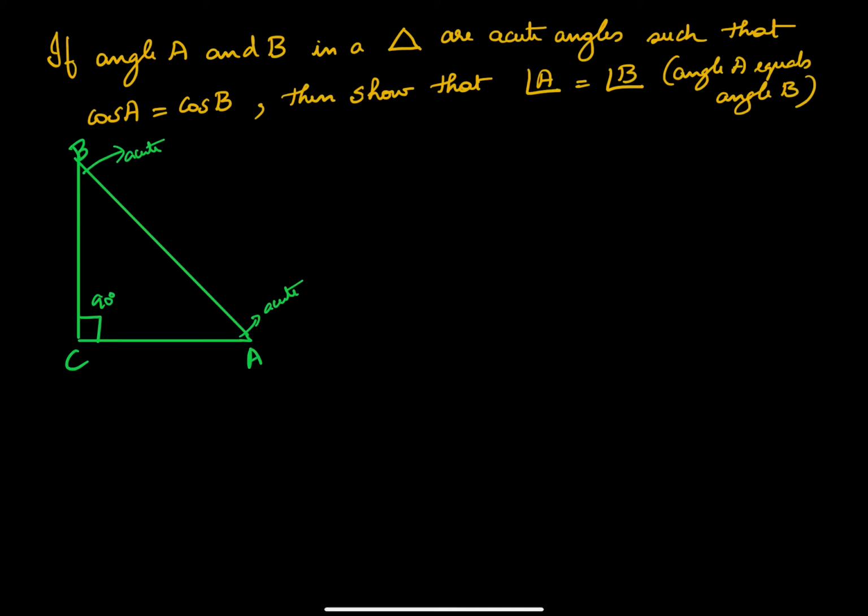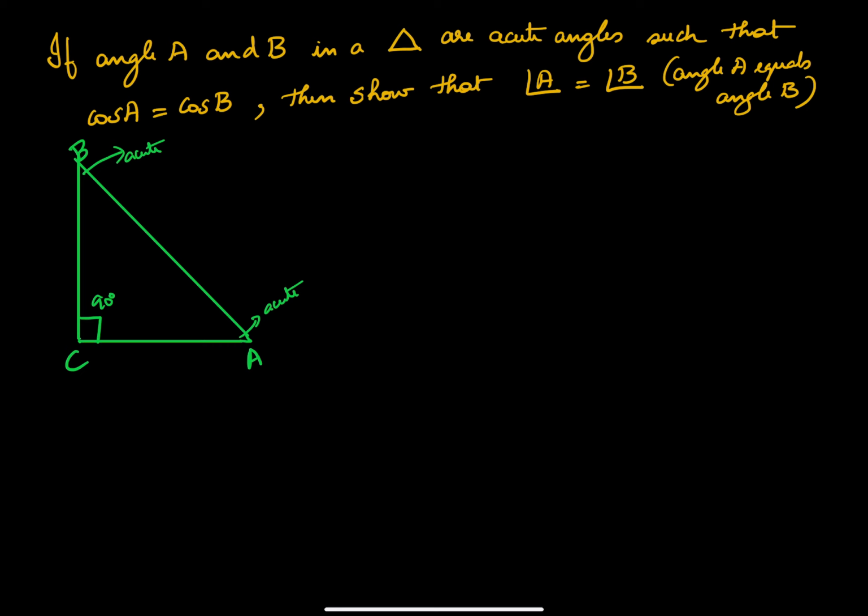Now let us solve this interesting proof. So here the information given to us is we have a right angle triangle where angle at A and angle at B are acute. So when angle A and B are acute, it's obvious that angle C will be 90 degrees, because that is how we can solve for any trigonometric functions. We need a right angle triangle.